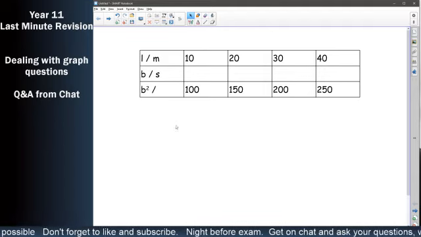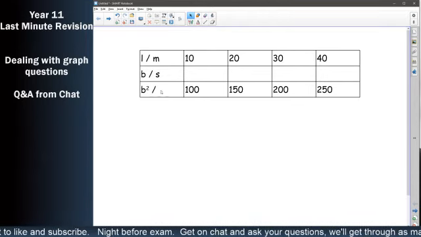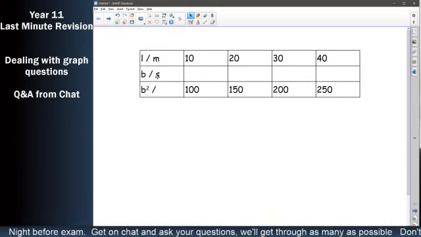But they've given you some form of length L in meters, and they give you some numbers 10, 20, 30, 40, and so forth. Then we've got B/seconds, so that's some number B measured in seconds. And then we've got some blanks.